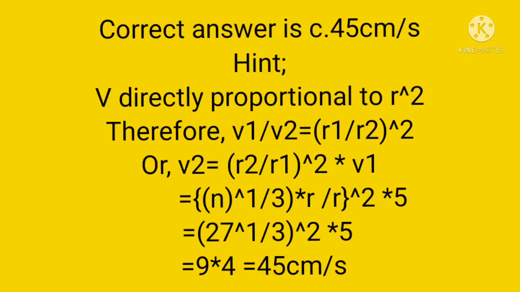The correct answer is C, 45 cm per second, since V is directly proportional to R square. So V1 by V2 equals (R1 by R2) whole square. Therefore V2 equals (R2 by R1) whole square times V1, equals n to the power 1 by 3 into (R by R) whole square into 5, equals (27 to the power 1 by 3) whole square into 5, equals 9 into 5, equals 45 cm per second.